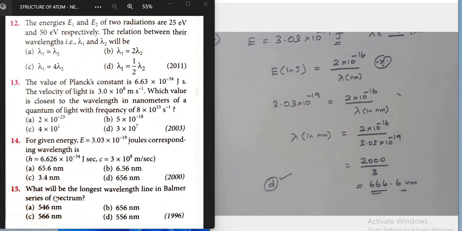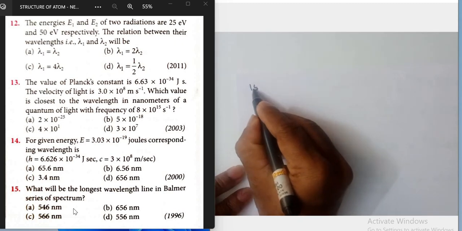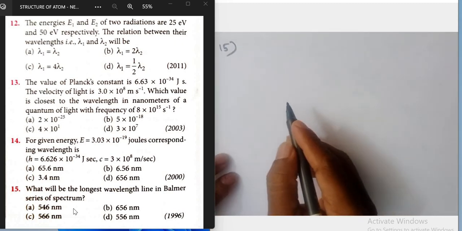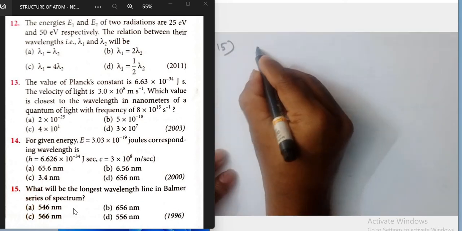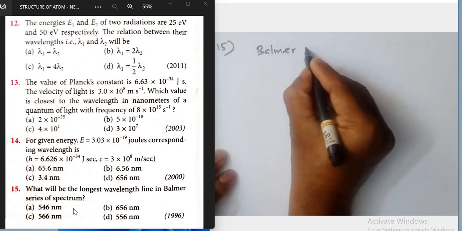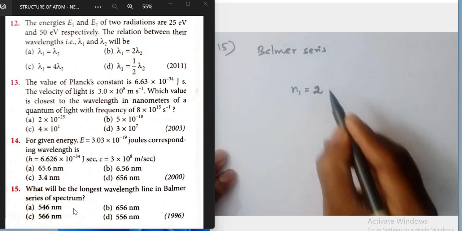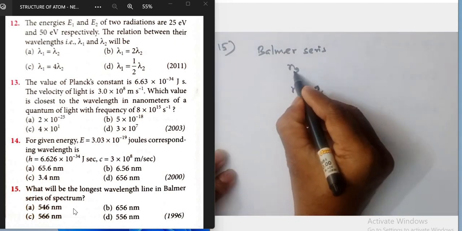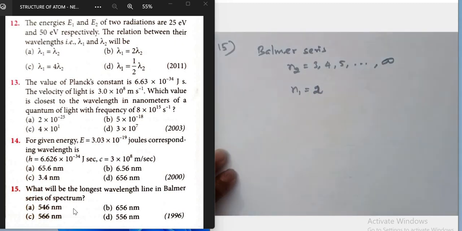See question number 15. What will be the longest wavelength line in Balmer series of spectrum? Longest wavelength line in Balmer series. A very simple question. They are asking for the longest wavelength. In Balmer series, you know very well, the lower level n1 should be equal to 2. The higher level can be anything: 3, 4, 5, up, it can even be infinity.